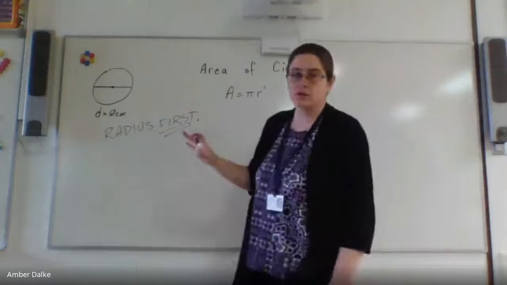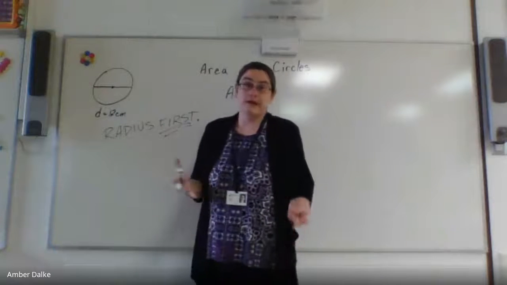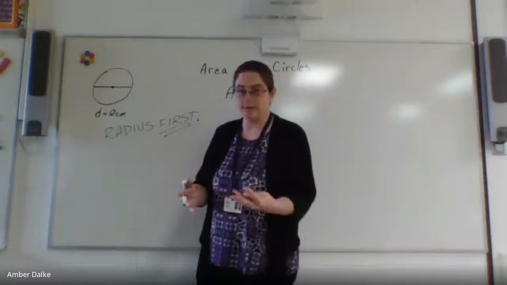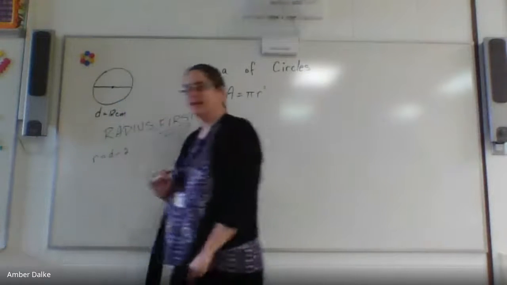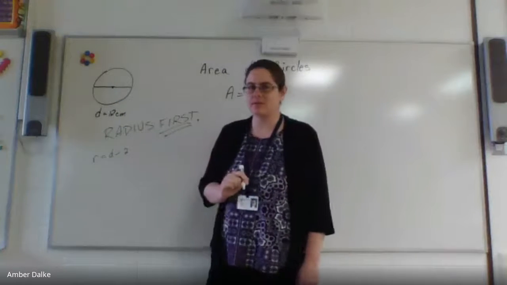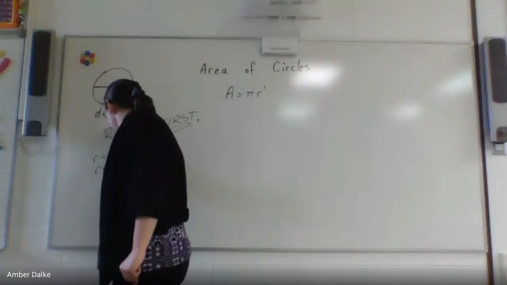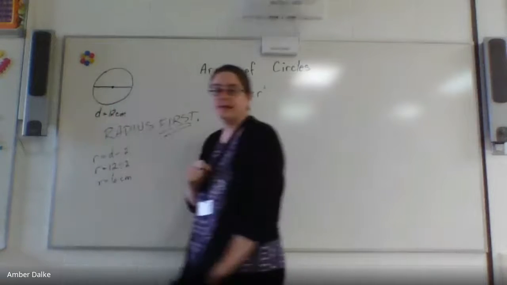So first thing we have to do is find the radius. Diameter is the whole distance across the circle. Radius is half of that. So in order to get half of a number, we divide by 2, right? So the radius is equal to diameter divided by 2. Yes, I am writing that formula, even though it's very simple. I'm still writing it down. So the radius of this circle is 12 divided by 2, which means the radius is 6 centimeters.